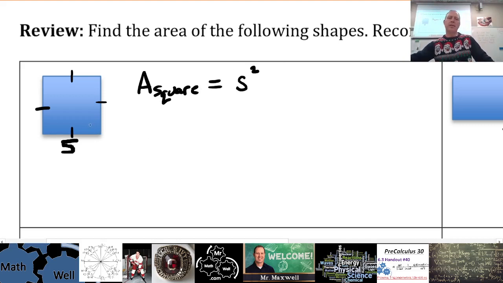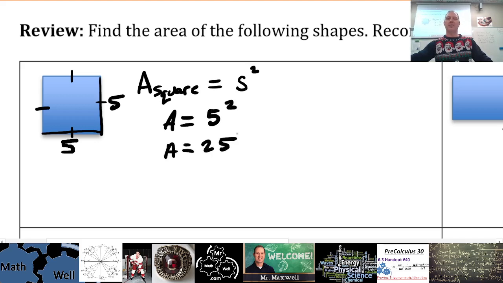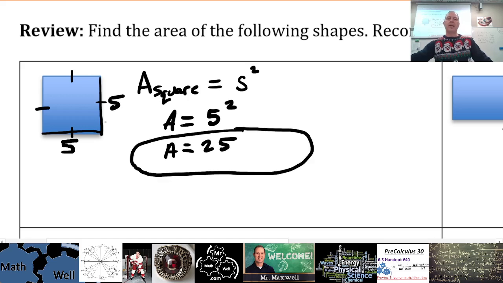Now, why do you square it? Because the area of a rectangle is length times width. So because the length and width are the same, that's why we square just the one number. So the area of a square is just the side length squared. So the area of this square is going to be 5 squared. What is that when I simplify it? 25.